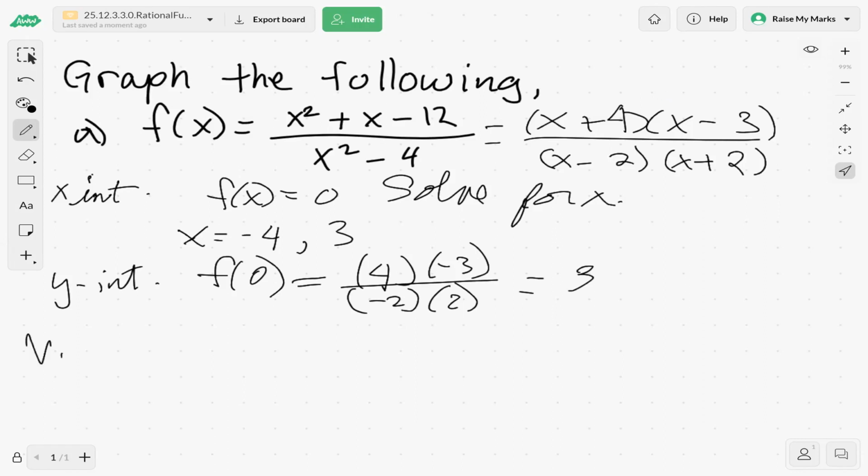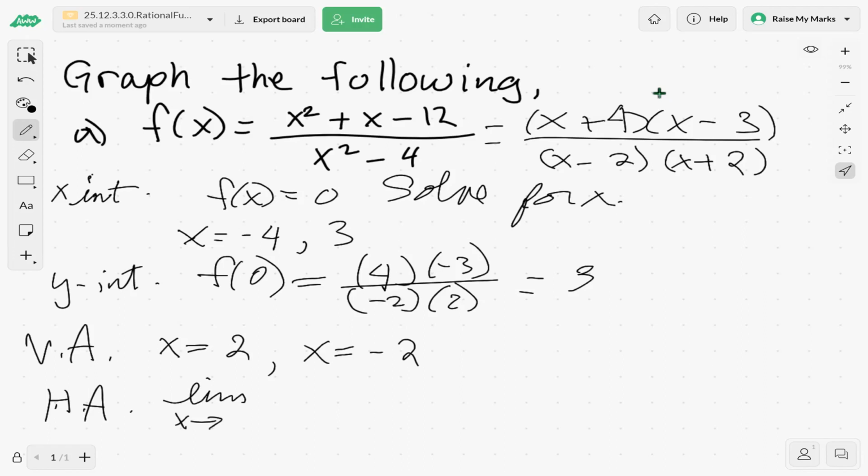And vertical asymptotes occur when our function's undefined, and that occurs when the denominator equals 0. So our vertical asymptotes are when x equals 2 and x equals -2. Our horizontal asymptotes occur when the x values go off to infinity in the positive direction and the negative direction. So we're going to look at the limit as x approaches positive or negative infinity of our function. Let's use the unfactored form.